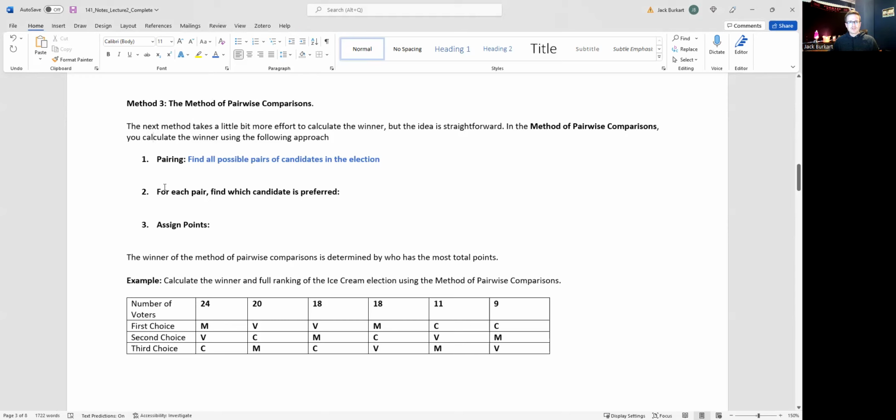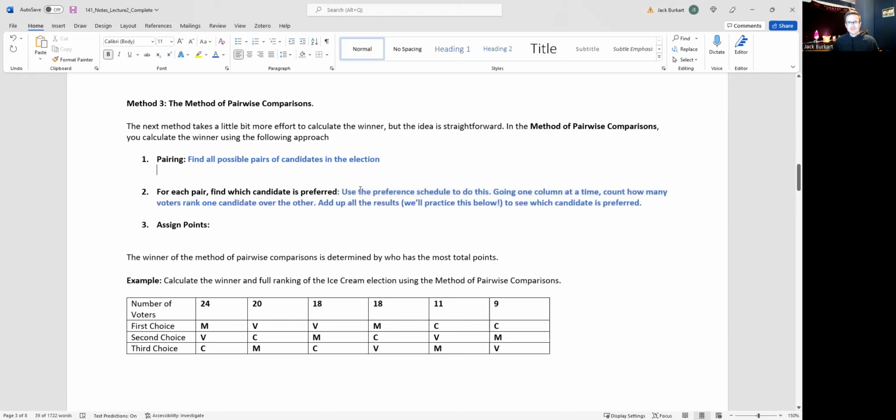The next stage, using the method of pairwise comparisons, is that for each pair, you're going to want to find which candidate is the preferred candidate in that pair. So how can we do that? The way to do that is to use the preference schedule. A preference schedule doesn't just tell us who I think is first place, second place, or third place. It tells us how each voter compares each subset of candidates in a head-to-head against each other, right? So if a voter has one candidate in second place and a different candidate in fourth place, they prefer the second place candidate to the fourth place candidate.